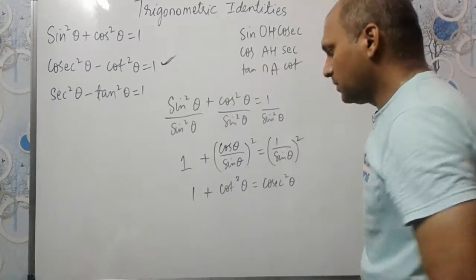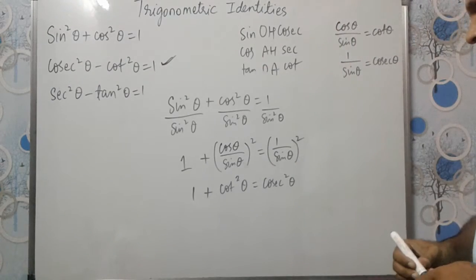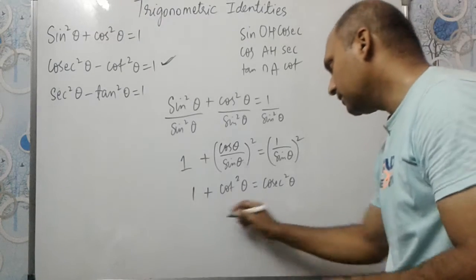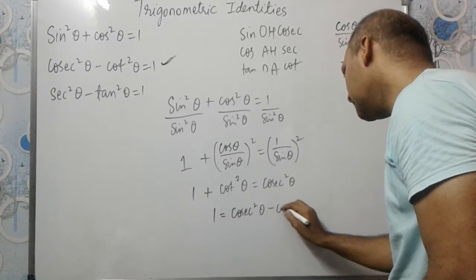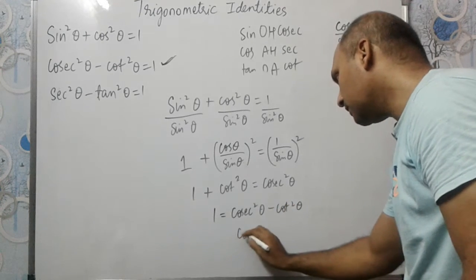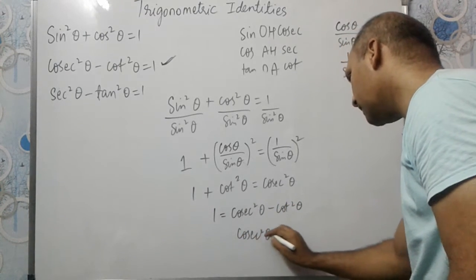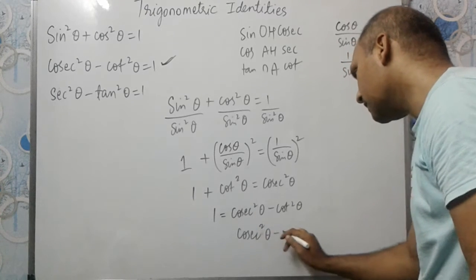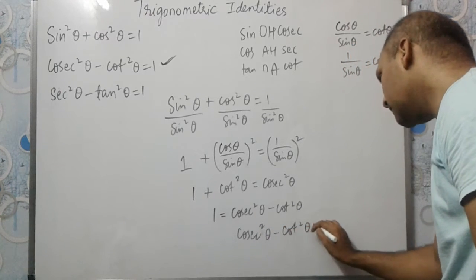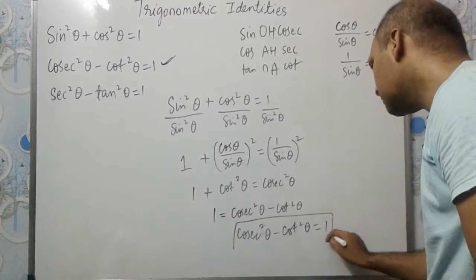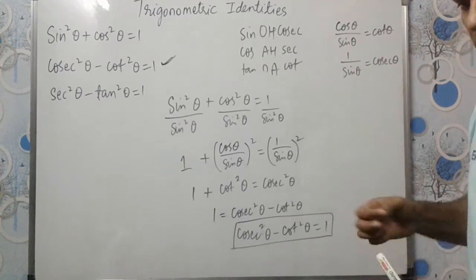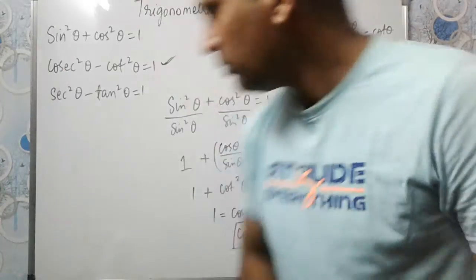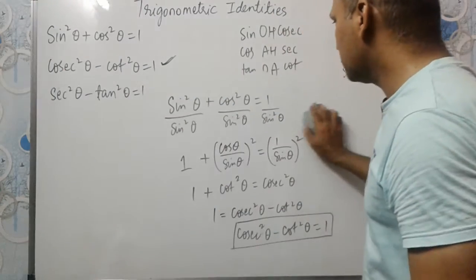See, send cot to this side, it will become 1 is equal to cosecant square minus cot square theta, or can we write this as cosecant square minus cot square theta is equal to 1. See, we got the identity. Like this also we can derive. What about the third identity? How should we derive this?